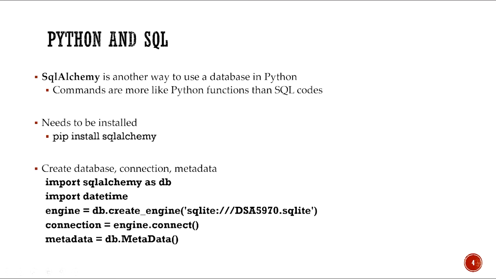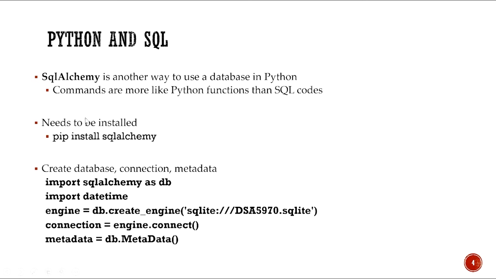Okay. Now, SQLAlchemy is another way to use a database in Python. The difference is that commands are more like Python functions than SQL code. When we were importing SQLAlchemy, we were literally running SQL script. So we were using the select statement, from, and where keywords. And now you are going to see that the syntax when using SQLAlchemy is more similar to the Python syntax that we have seen so far.